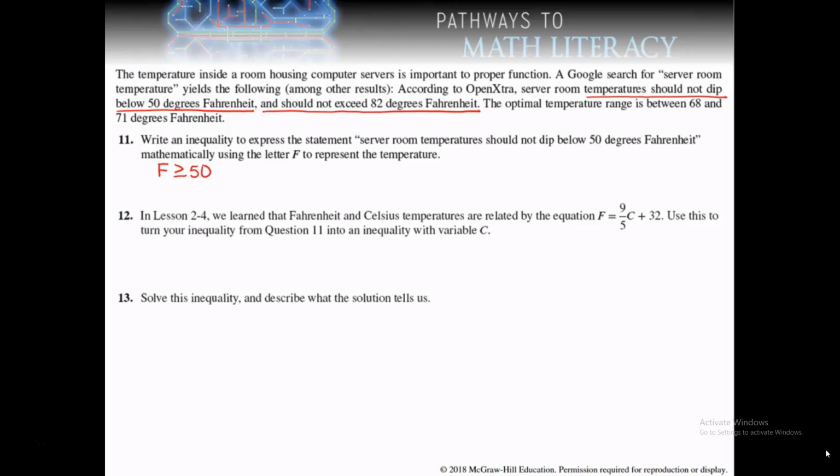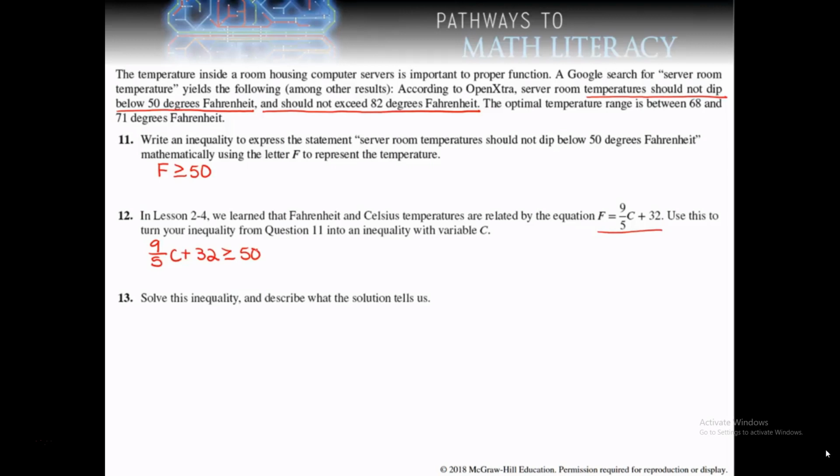can't go below, which means it could be greater than or equal to 50. In 12, earlier in the course, we learned conversions between Fahrenheit and Celsius. And so we have this conversion. If you know the temperature in Celsius, you can convert it to Fahrenheit. Use this to turn your inequality from question 11 into one with a variable c. So what they mean is take that formula and plug it in for the f. So now you have 9/5 c plus 32 greater than or equal to 50.